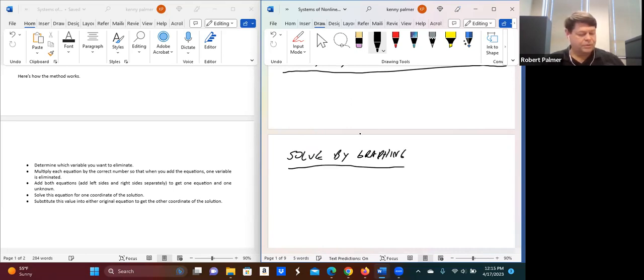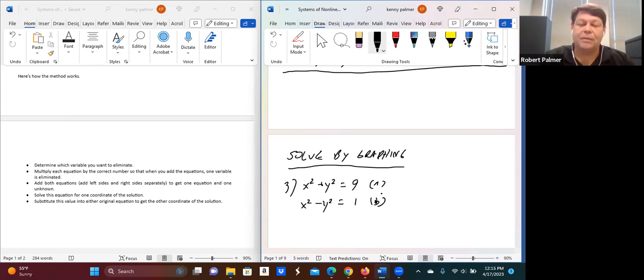Okay, so let's look at this example. Number 3, we have x squared plus y squared is equal to 9, and x squared minus y squared is equal to 1. Now we potentially could solve these by either addition or elimination, but let's actually do graphing.